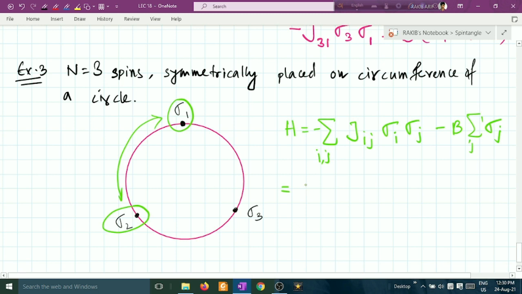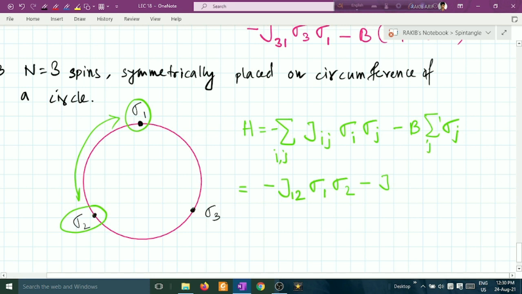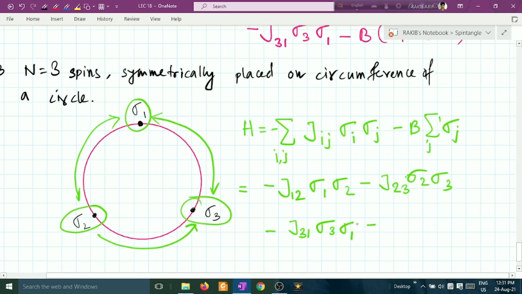So what will be here? Minus J_12 sigma_1 sigma_2, minus J_23 sigma_2 sigma_3, considering these two interactions, 2 and 3. And this will be considered because sigma_3 and sigma_1 are also nearest neighbors. So there will be a J_31 sigma_3 sigma_1, and another term, minus the magnetic interaction term, that is b, times the 3 spins, sigma_1 plus sigma_2 plus sigma_3.